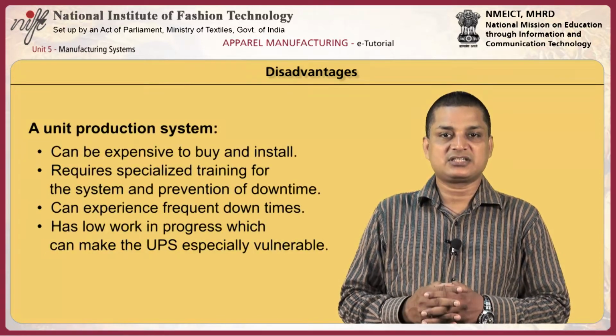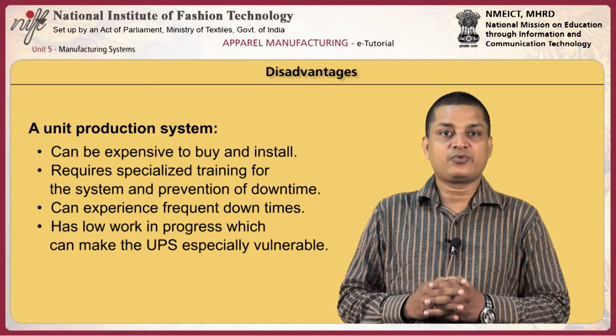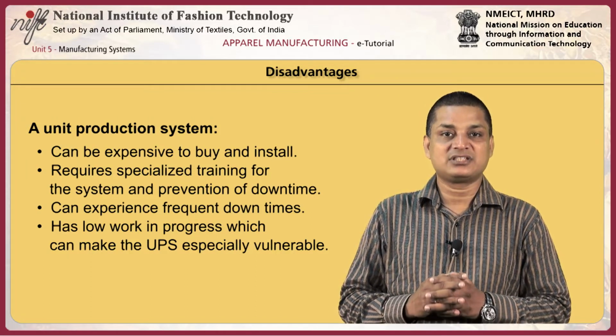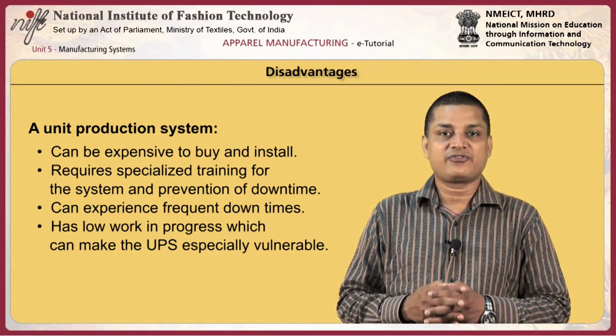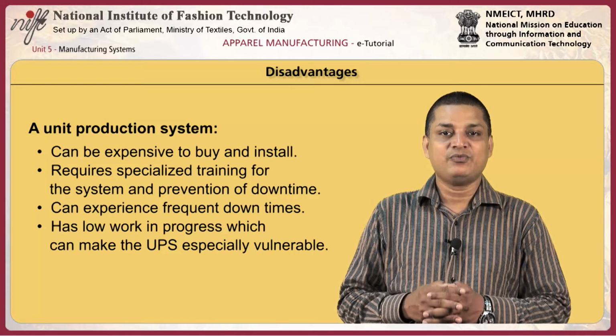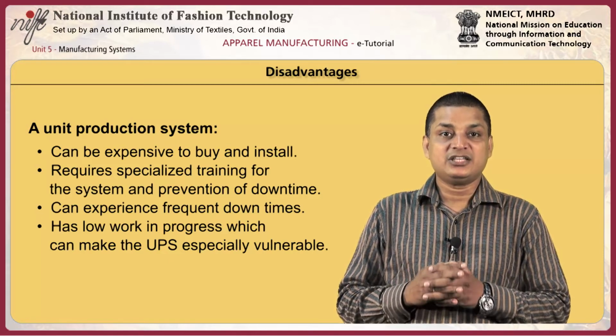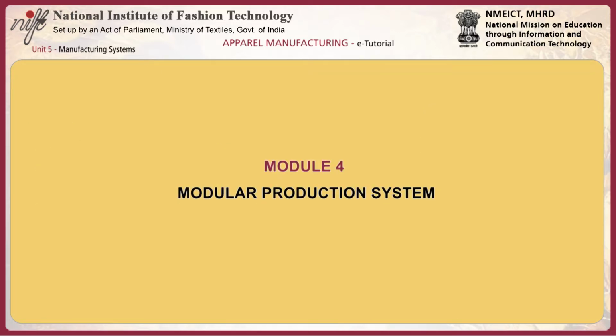A unit production system can be expensive to buy and install, requires specialized training for the system and prevention of downtime, and can experience frequent downtimes. Having low work in progress can make the UPS specifically vulnerable. The final module will explain the modular production system.